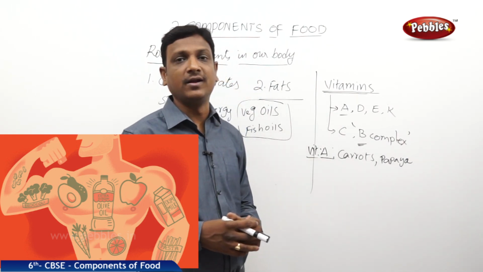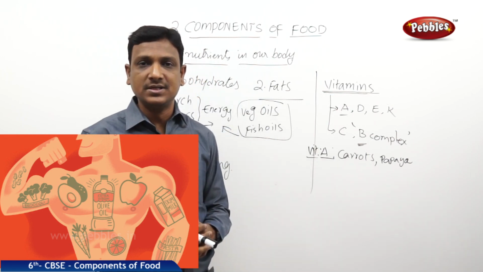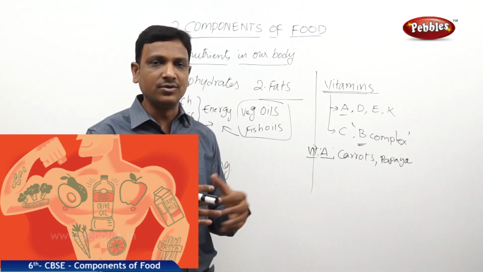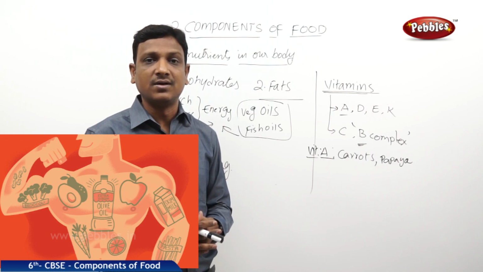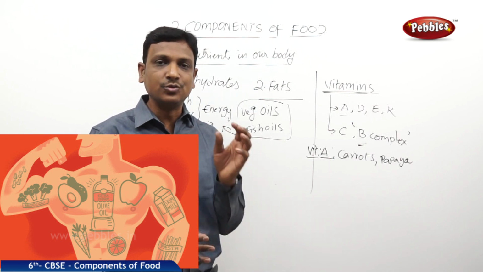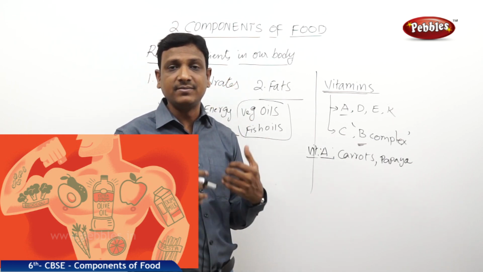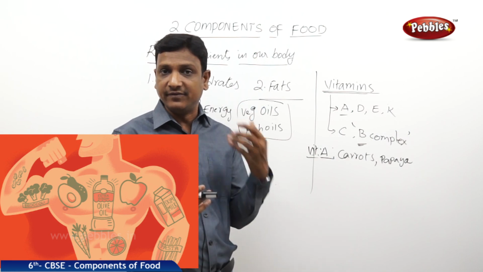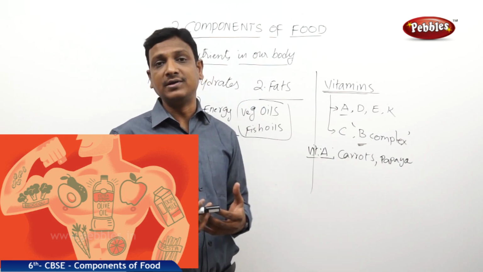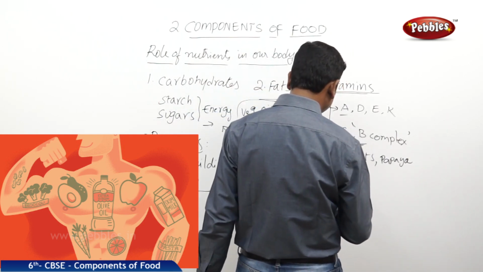For small children, the government is now giving the supplement in the form of vitamin A drops. Children below 5 years of age are taken to government hospitals or health centers where they are given vitamin A drops. Nowadays in schools, they are supplying vitamin A tablets. So vitamin A is very important for vision as well as bone growth. The next thing, vitamin D.